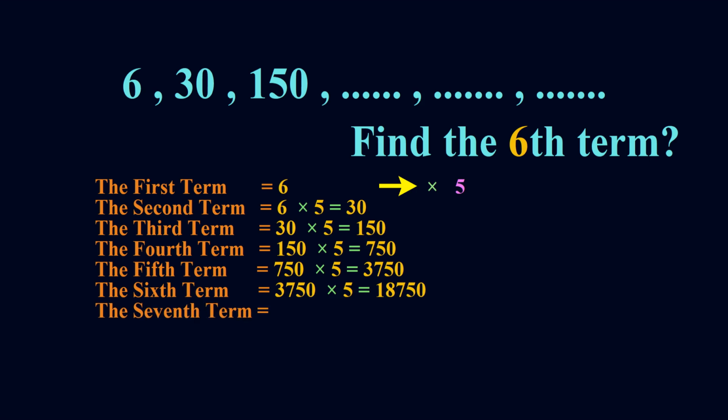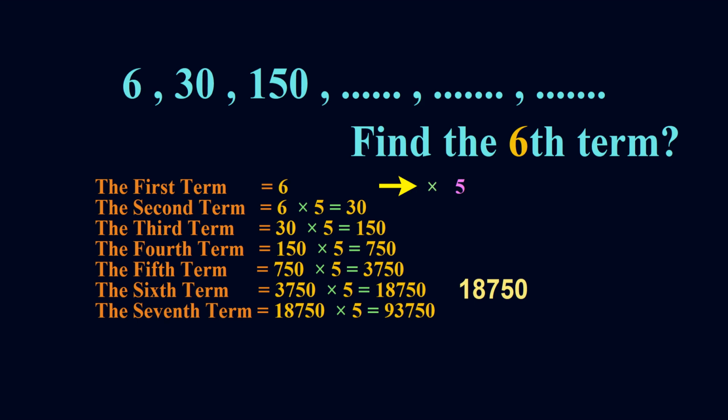18,750. And the seventh term is 18,750 times 5, which equals 93,750. And for our problem, we want to get the sixth term, which equals 18,750. And this is the solution by using the manual method.